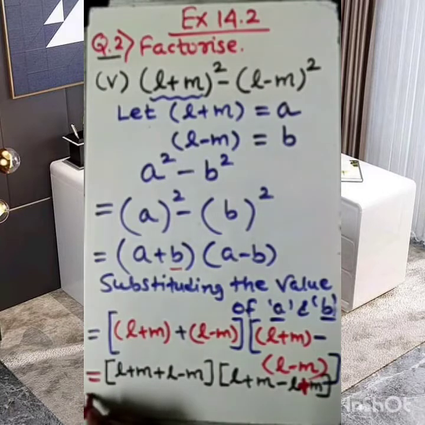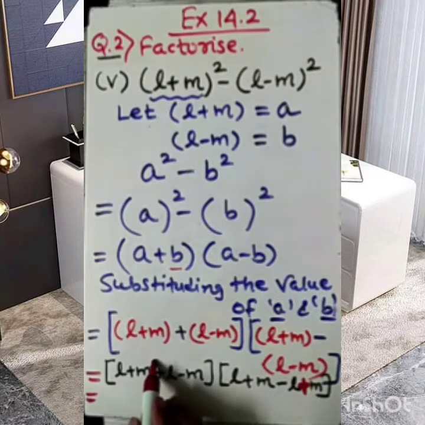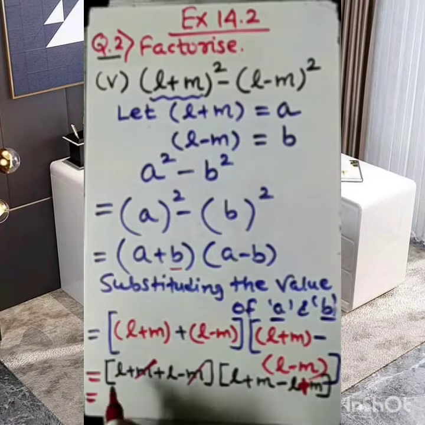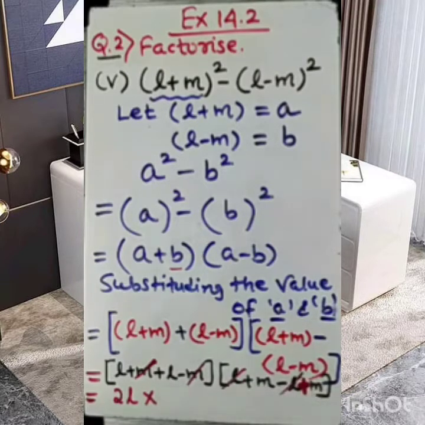Now let's simplify. You can see here plus M minus M cancel. So L plus L is 2L, multiplied by, here minus L plus L cancel, M plus M is 2M. Now let's multiply both of these terms. Then what will be the solution? 2 into 2 is 4, L into M is LM. So the complete answer is 4LM. The solution for this question is 4LM.